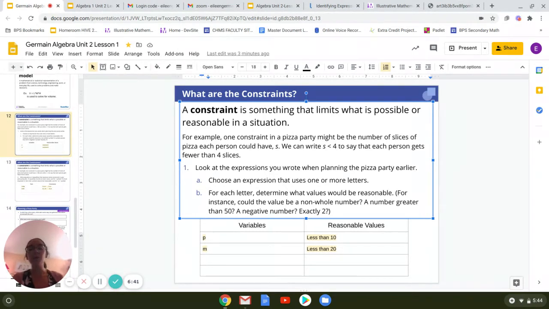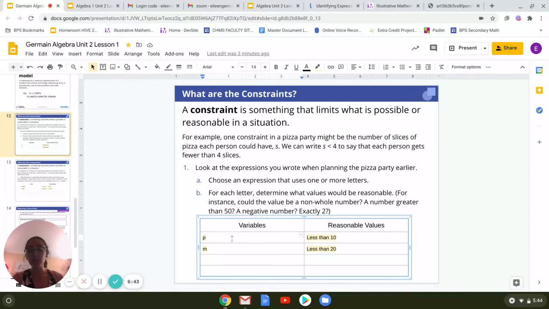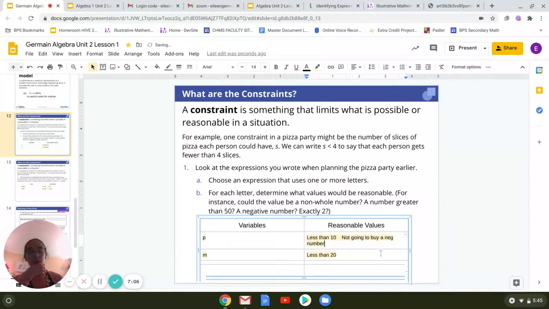When we're talking about the pizzas we order, P pizzas, we're not going to order more than 10 pizzas because we only have 19 friends in class, and it would be crazy to buy more than 10 pizzas. We're also not going to buy a negative number. So that's one piece of this variable.